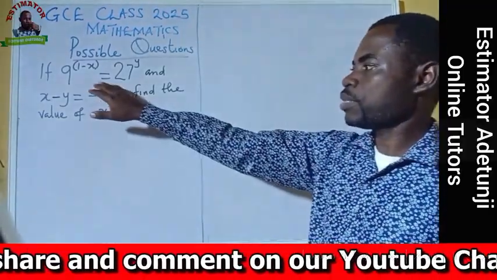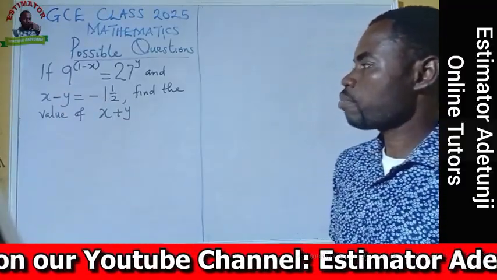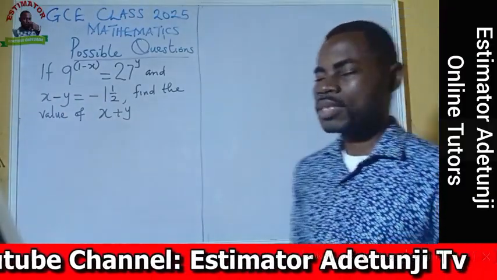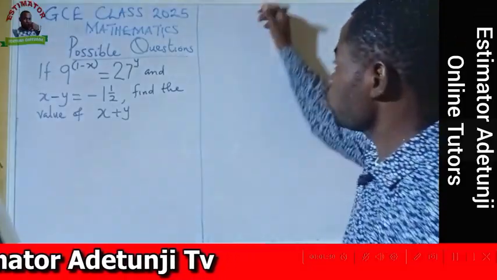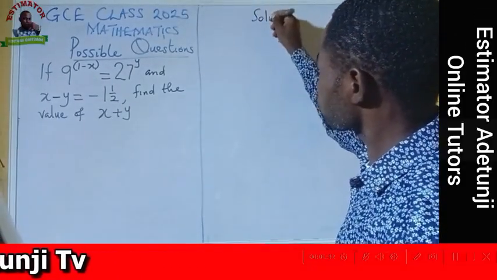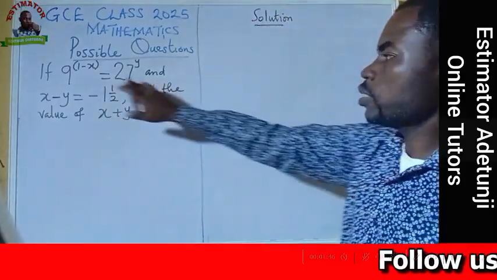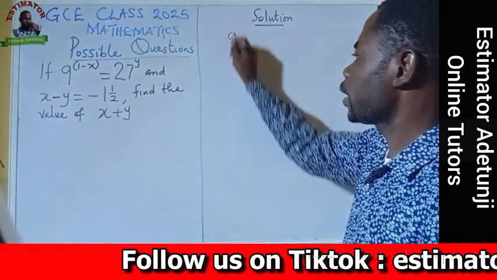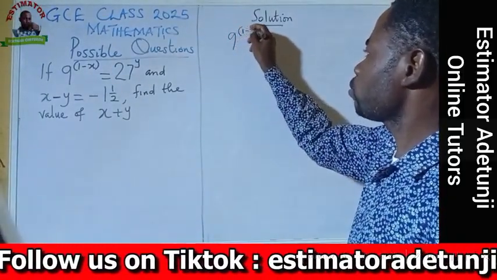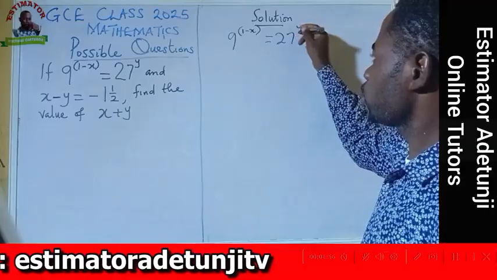All right, let's pick the first equation that said 9 exponential 1 minus x equals 27 exponential y. Now let's write that, and I write solution. So let's first deal with equation 1. We have 9 exponential 1 minus x equals to 27 exponential y.